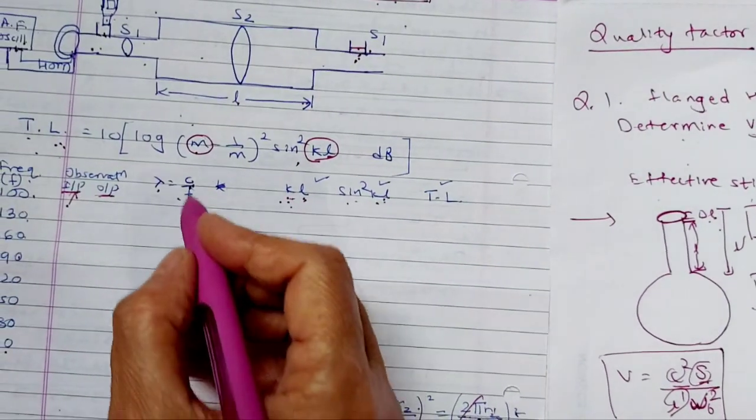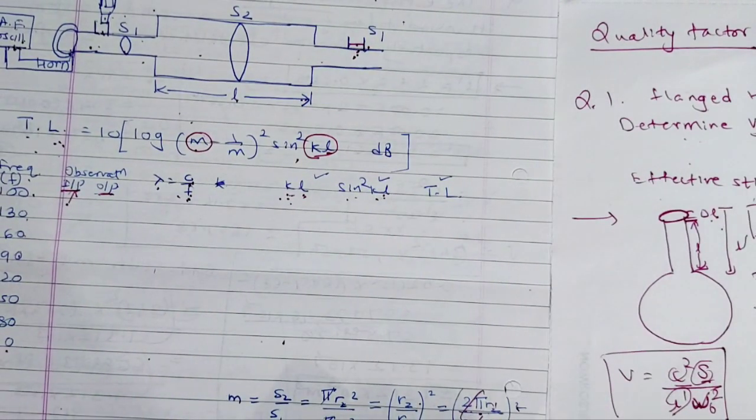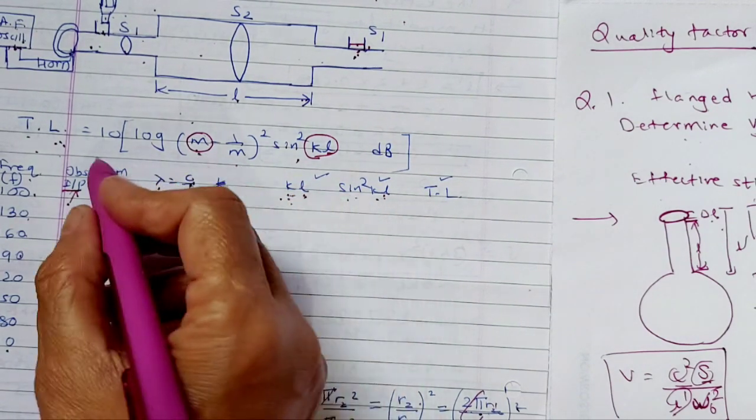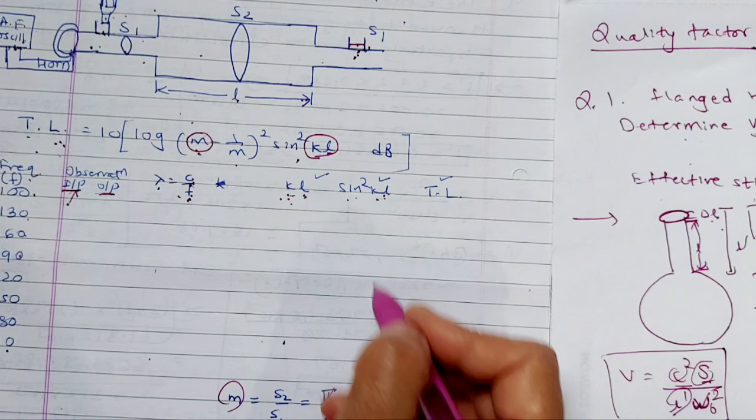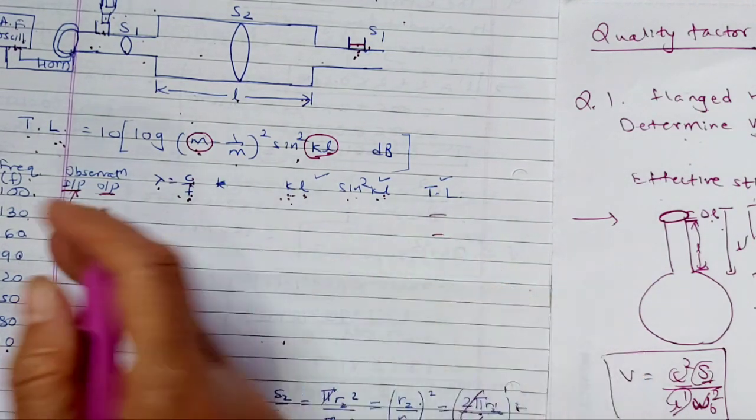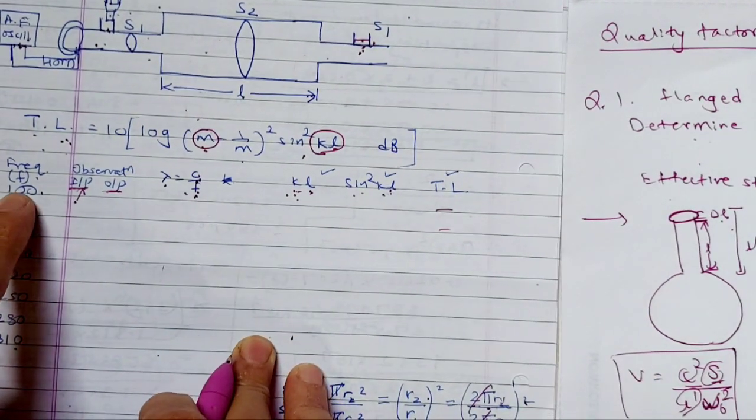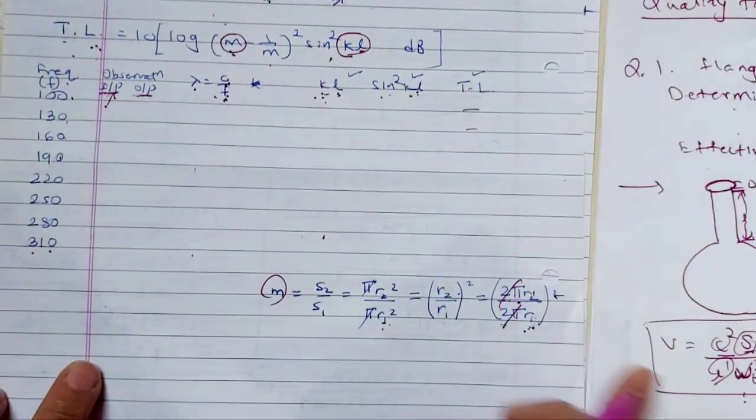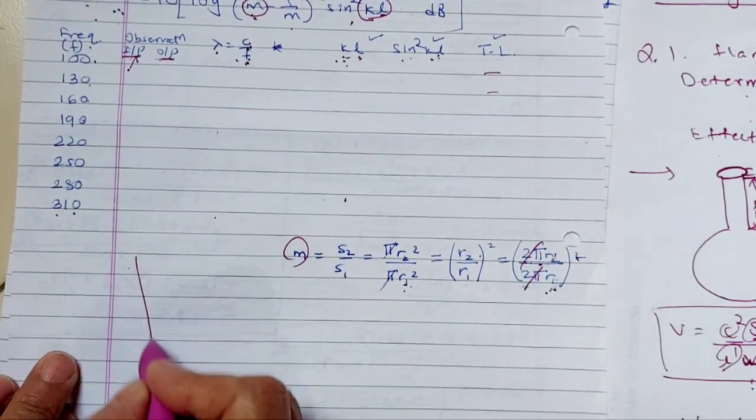So you know very well the value of R2 square by R1 square is M. So put the value of M over here. Work it out for every value. So you will know the TL for frequency ranging from 100 Hertz till 310 Hertz. Okay. Then what is the next job? Next job is to plot the graph.